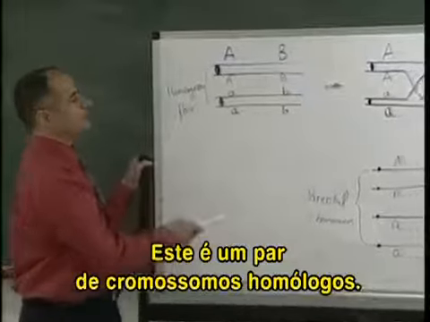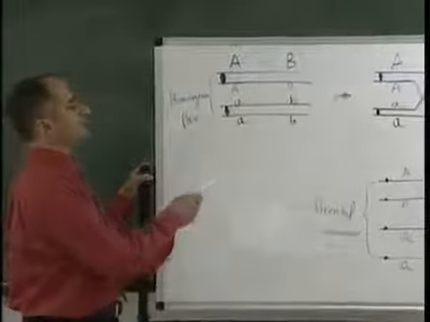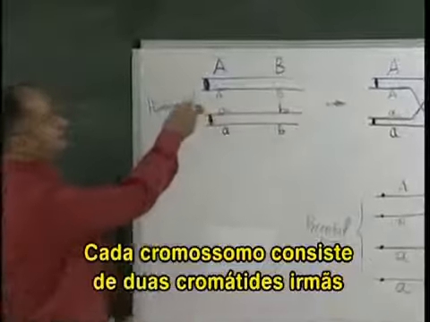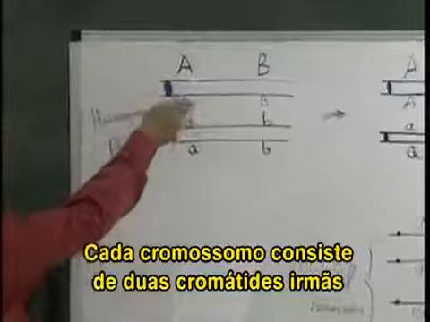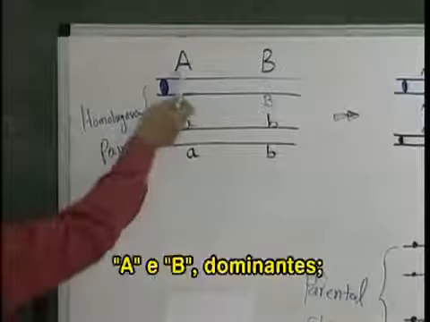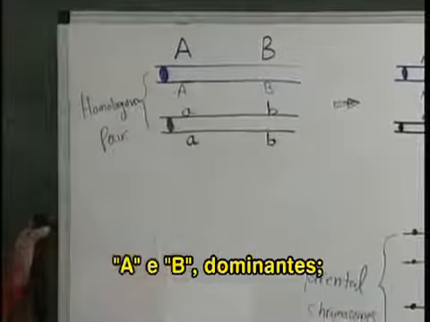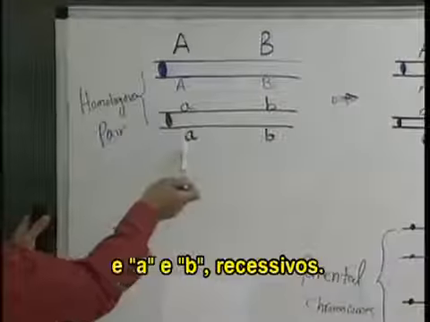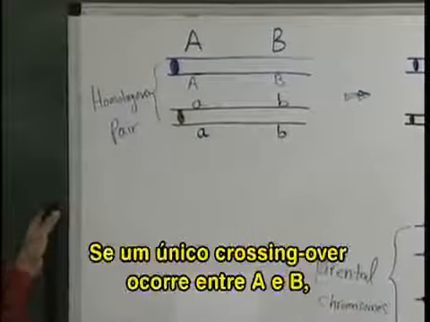Now, this represents a homologous pair of chromosomes. Each chromosome consists of two sister chromatids, and each carries two alleles, the capital A and capital B, which are the dominant ones, and the small a and small b, the recessive ones.